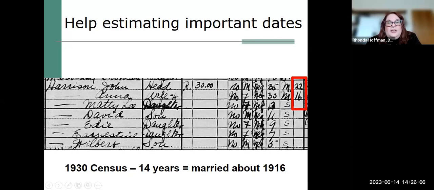You'll get help in estimating important dates. This is from the 1930 census, the John Harrison family. And this particular census year, it asks of married people, how old were you at your first marriage? And so we've got John was 22 and Anna was 16. And then you've got their ages. So you can estimate that they were married about the year 1916. Then you've got an idea when to start looking for their marriage record.